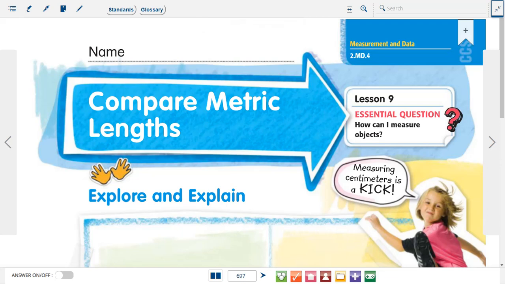Today we're going to start a new lesson, which is lesson 9, Compare Metric Lengths, page 697. As usual, we're going to skip the first page, so open your books, page 698.